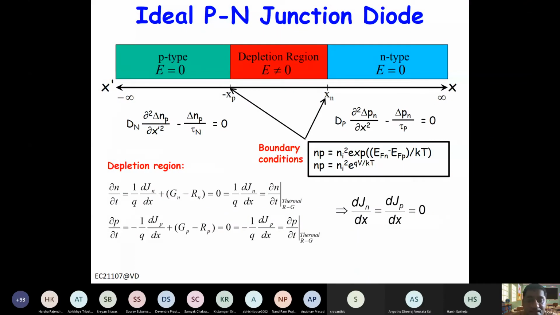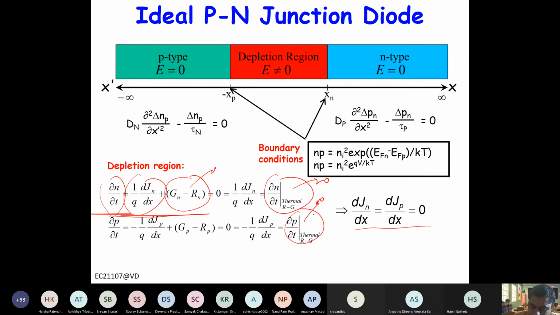Now, in case of the depletion region, your continuity equation again is dn by dt is dJ by dx plus net generation. At steady state, of course, your dn by dt will be 0, and in the depletion region we are assuming no generation and recombination, so this is also 0. So your dJ by dx is basically 0, which means your current is constant. So dJ_n by dx or dJ_p by dx are 0.